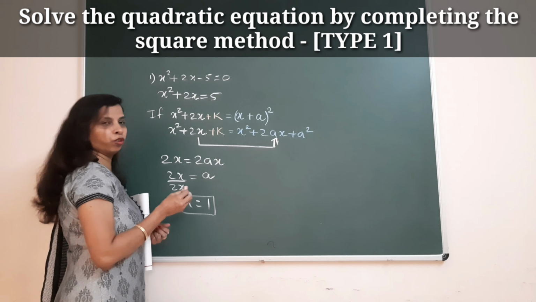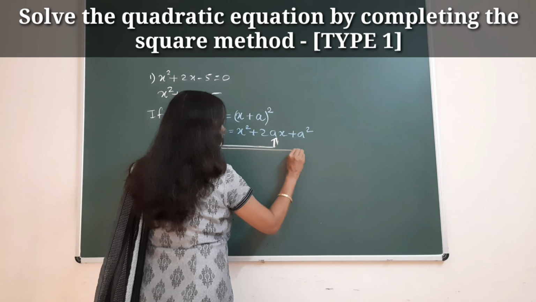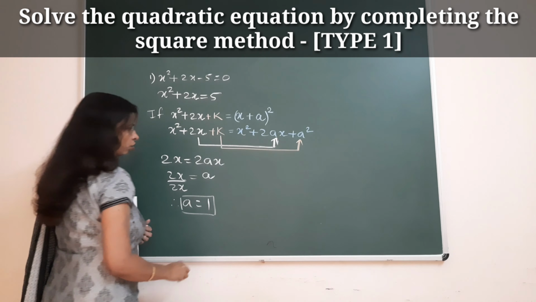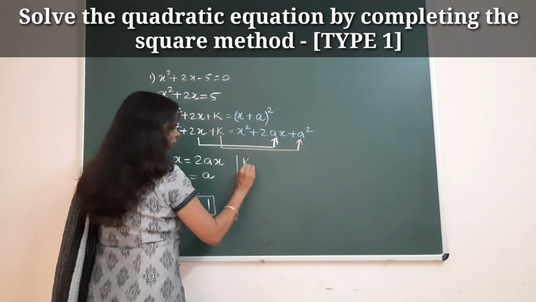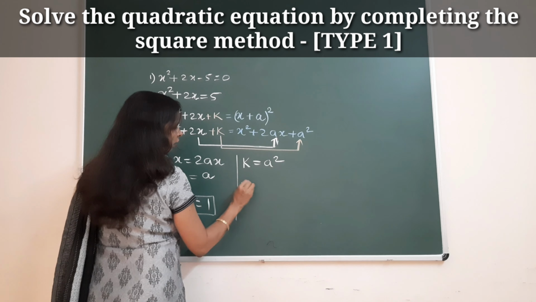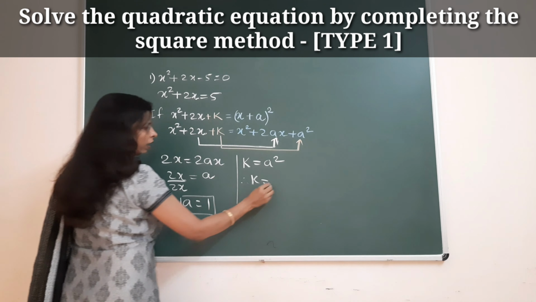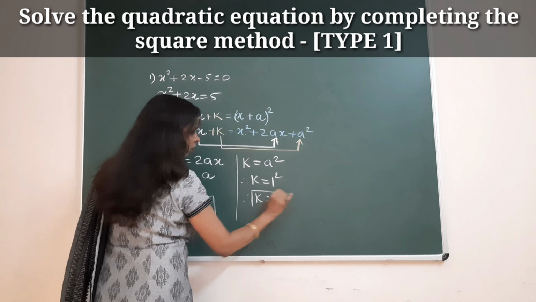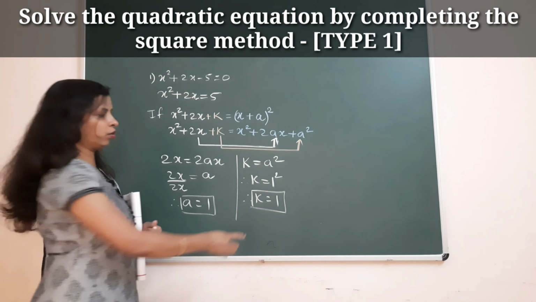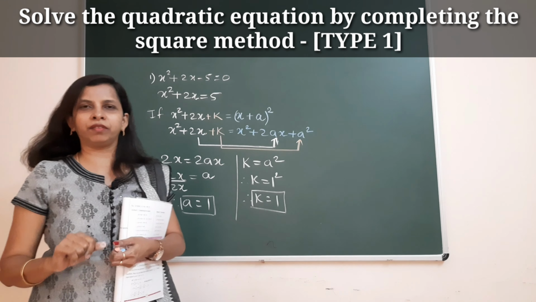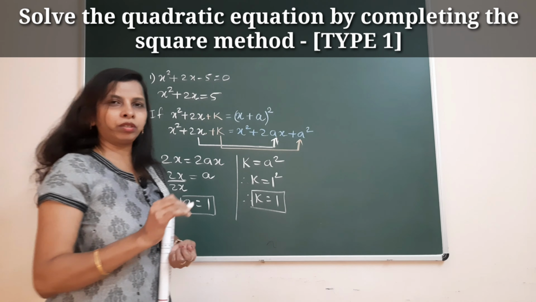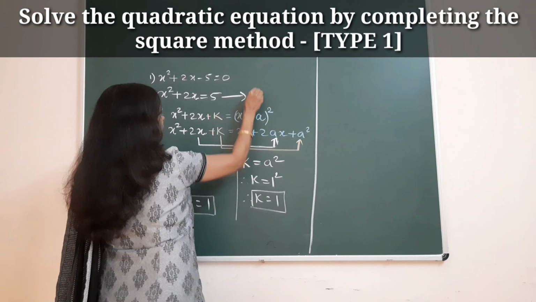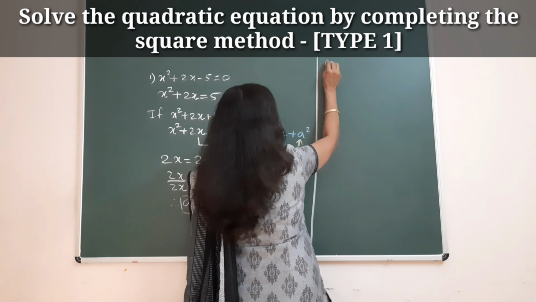Now we need to find out the value of k. Compare this k with this term. k is equal to a square. Therefore k is equal to, what is your a? 1. 1 square, so k is equal to 1. I needed the value of k. As soon as you get the value of k, you are done with half of the sum. How to go further? Let me write this as equation 1.